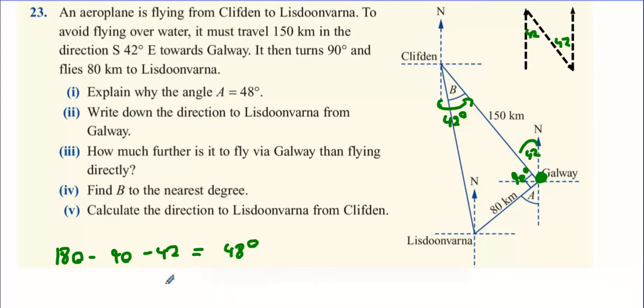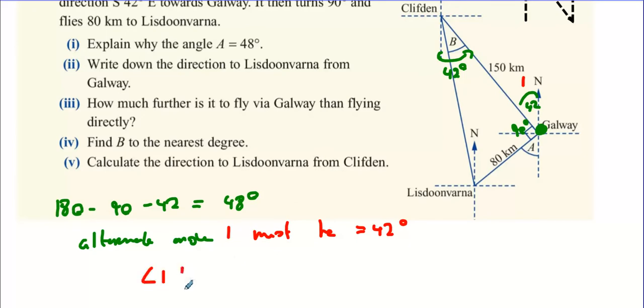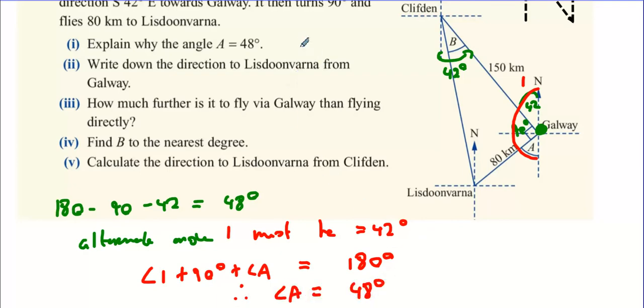Okay? So what you can say is that we use alternate angles. Call it angle 1. Alternate angle 1 must be equal to 42 degrees. And then angle 1 plus 90 degrees plus angle A has to equal 180 degrees because it's a straight angle. So therefore, angle A must equal 48 degrees. All right, that was a tricky question.